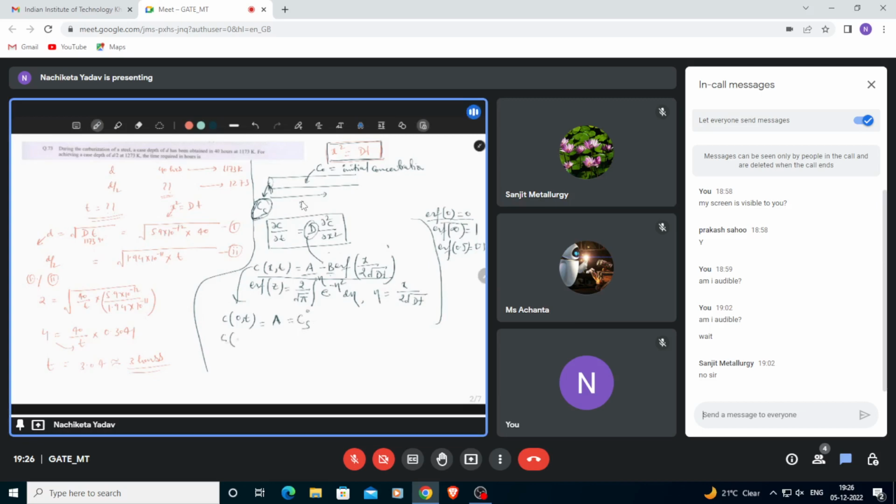Similarly, when time is 0, what is the concentration of the rod? Initial concentration, it is C0. If you put t equal to 0 in this equation, the error function goes to infinity, and we know this value is 1, so it will be A minus B. So from these two equations, equation 1 and equation 2, you can calculate the B value. What will be the B value?